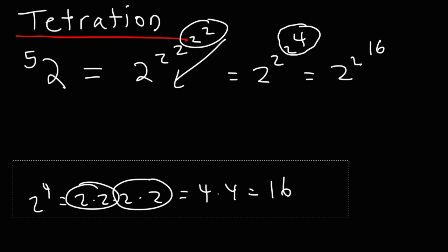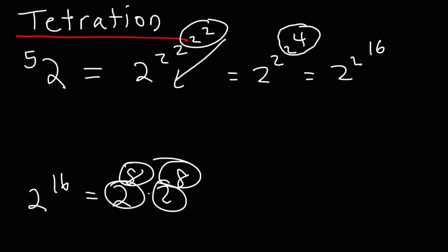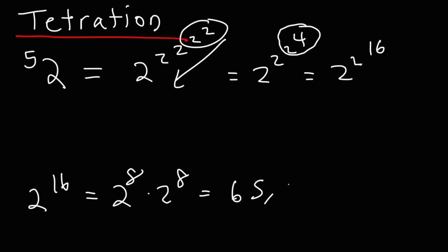Now what about 2 raised to the 16th power? What is that equal to? 2 to the 16 is basically 2 to the 8 times 2 to the 8. When you multiply common bases, you can add the exponents. 8 plus 8 is 16. And you could just type this in if you have a calculator instead of doing it mentally. 2 to the 16th power is 65,536, which will take a while to calculate. So let's replace that with that number.